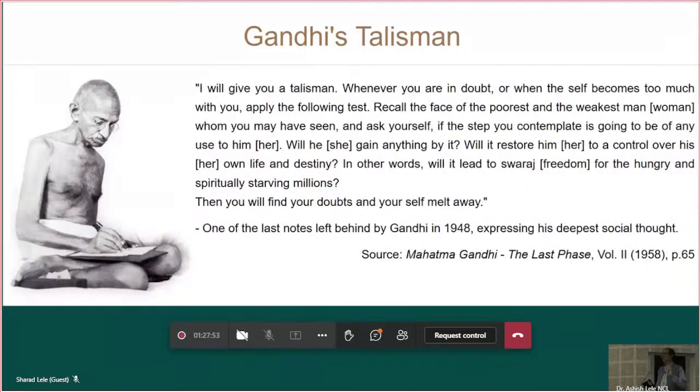And at this point, I'd like to end the talk by recalling Gandhiji's talisman, which was whenever you're in doubt or when self becomes too much with you, apply the following test. Recall the face of the poorest and the weakest man or woman whom you may have seen and ask yourself if the step you contemplate is going to be of any use to him or her.